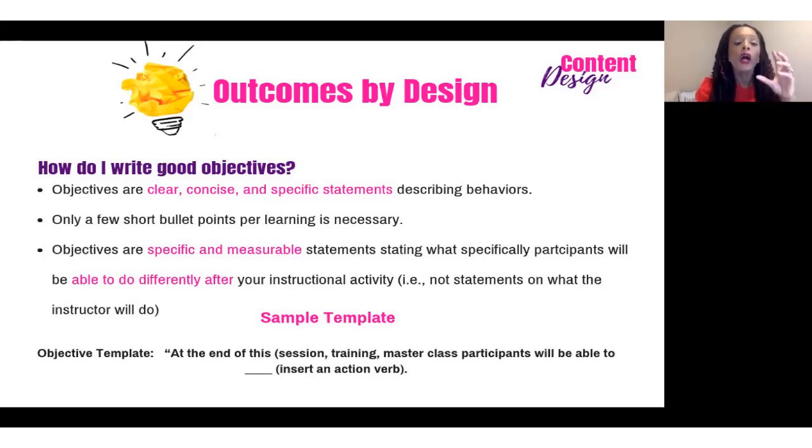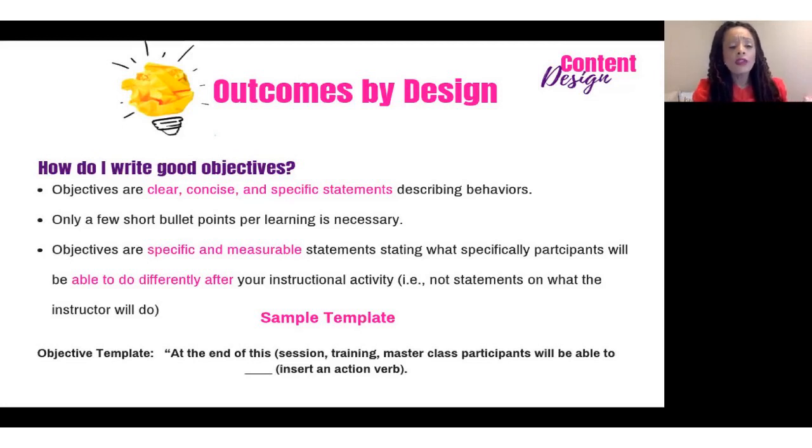All right, so objectives are clear, they're concise, and they are specific statements describing behaviors. Behaviors are actions. What is it that we're going to do? So you want to be very clear, concise, and specific regarding the behavior. If you're going to discuss something, understand something, identify, walk away with 3 areas, or walk away with a framework, you have to identify using clarity the behavior that your audience is going to walk away with as a result of being engaged and interacting with your content.